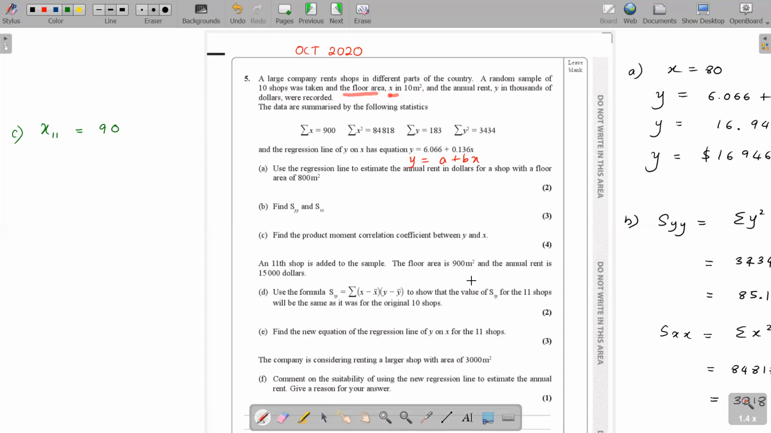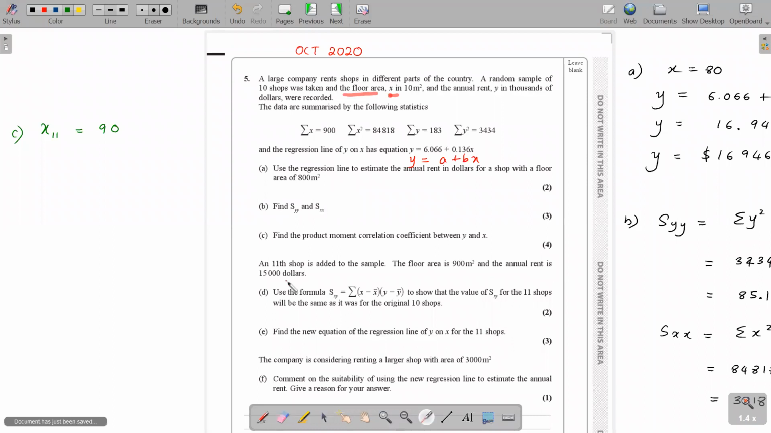By X11, I mean X1 is the floor area of the first shop, X2 is the floor area of the second shop. Your variables X1, X2, X3, we have the summary statistics for the first 10 variables, X1 through X10. So they're adding another new variable. That's why I use X11. So the floor area is 900, which means our input for the X value, because it's measured in tens, is 90.